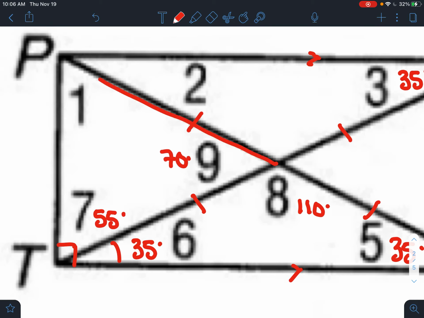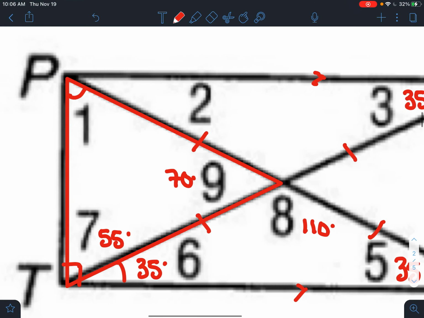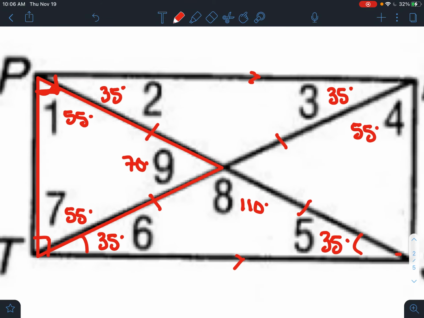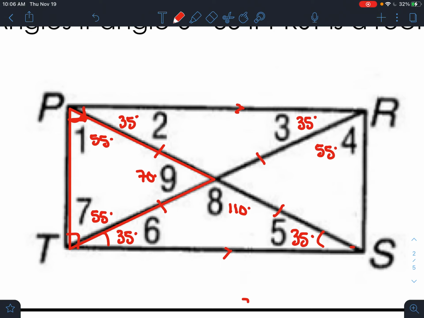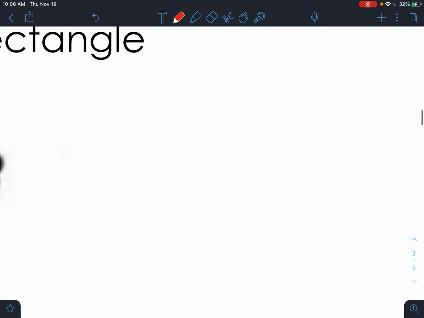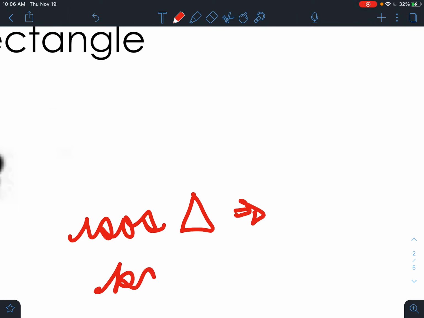And if I look at this triangle right here, it is also isosceles, which means that angle 1 and angle 7 have to be congruent. So angle 1 is 55, which means that angle 2, because this is a right angle right here, also has to be 35. And that's all the angles in there. So again, when we're talking about these rectangles, it creates isosceles triangles, which means that the base angles are congruent.